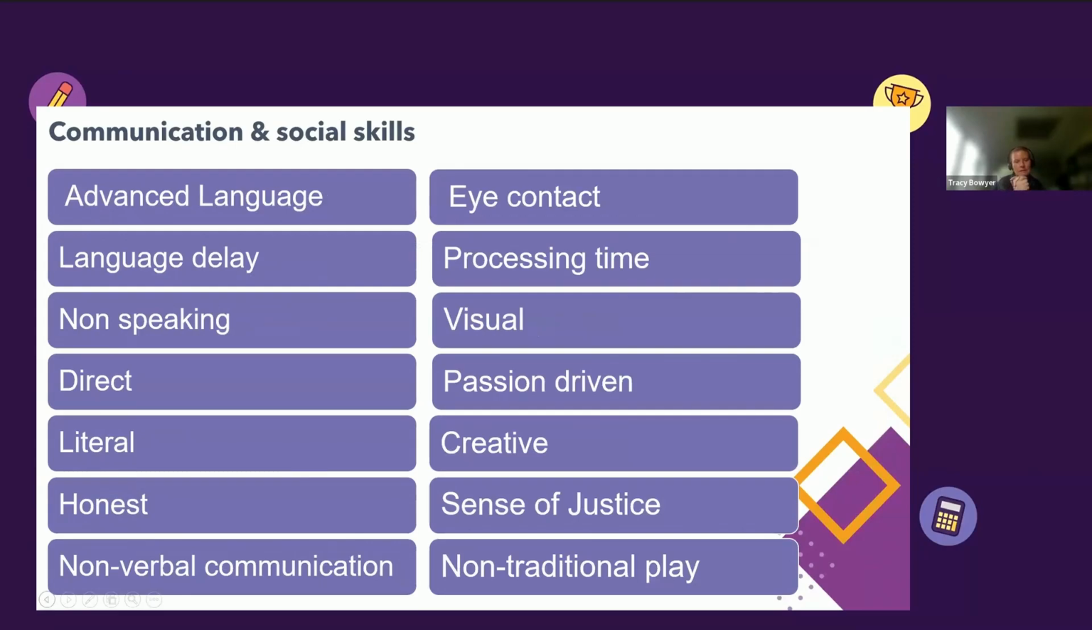Sorry about that. So thinking about what these communication and social skills look like for our young people. Like I said, there can be a wide variety of ways for our young people to communicate and interact. And some examples that we might see.